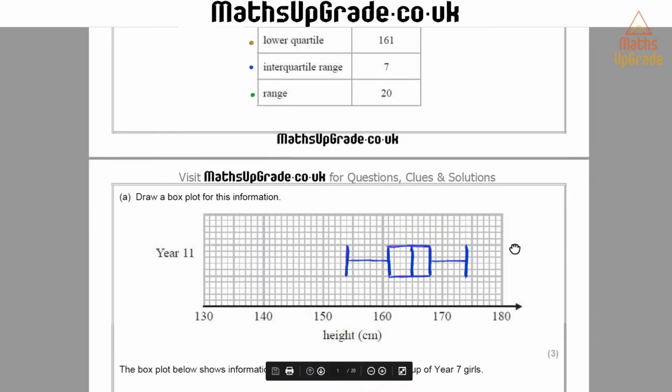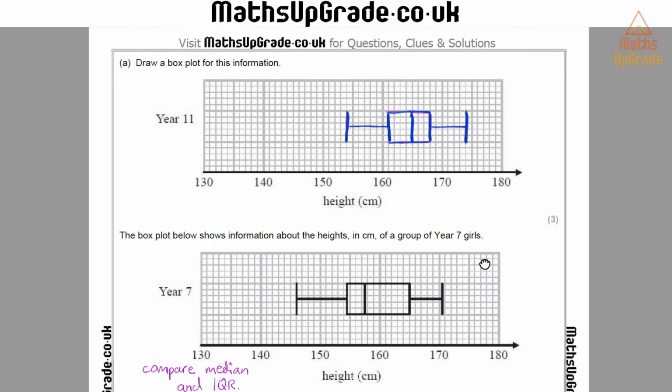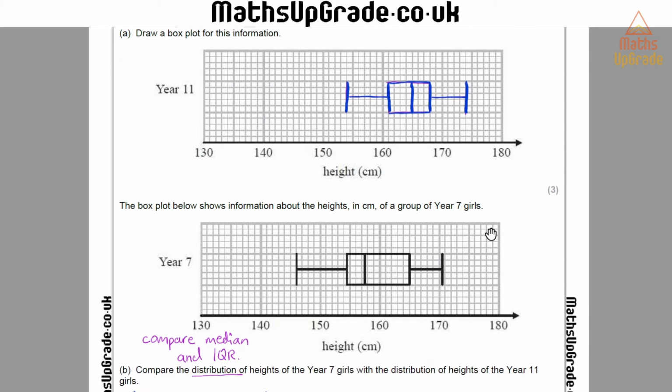The next part of the question gives me another box plot, this time for a group of year 7 girls. So this top one was for year 11 girls, this bottom one's for year 7 girls. And it asks me to compare the distribution of heights of the year 7 girls with the distribution of heights of the year 11 girls. So with these sorts of questions, you need to compare the median and the interquartile range. Don't compare the range, since the range is not a good measure of distribution. The interquartile range is far better.